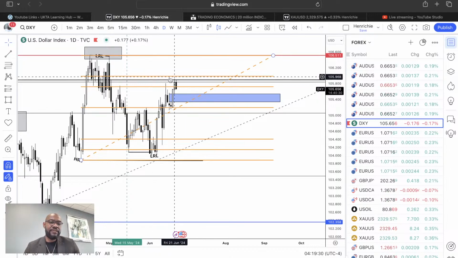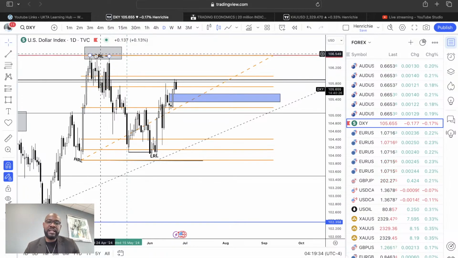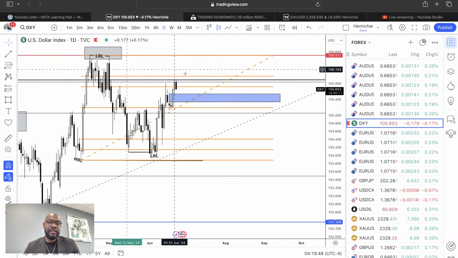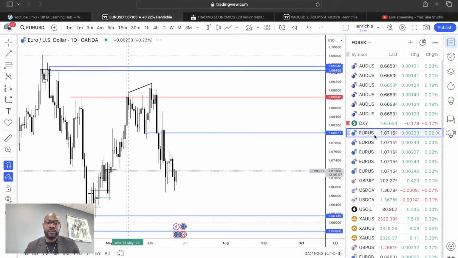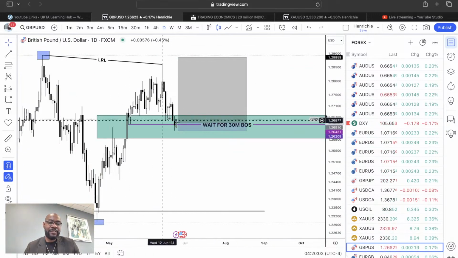If we don't reverse from here and go to the downside, this high will get taken. So for the dollar to go to the downside, it needs to happen from here. If it fails to happen from here, this high will get taken. Now, this is the last line of defense on the dollar. We go to euro, this is the last line of defense for euro. We go to the pound, this is the last line of defense for the pound.